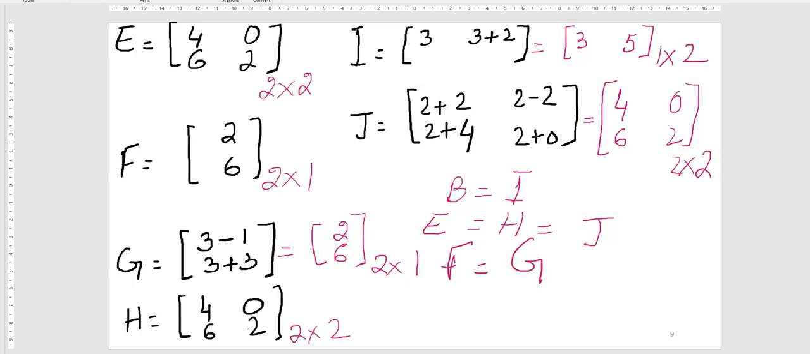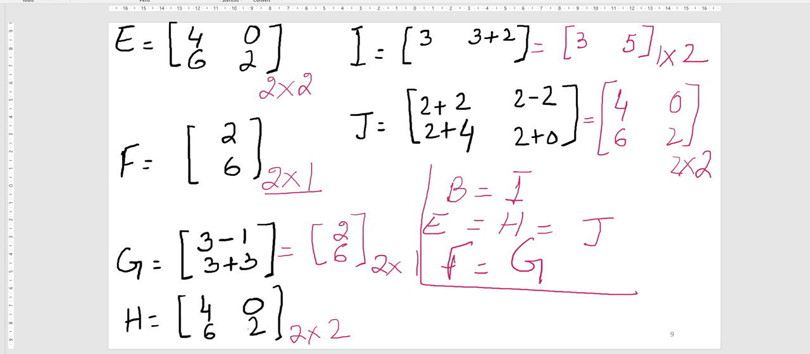So see, this is F, 2, 6, and 2 by 1. First you have to see the order. Order is 2 by 1, G is 2 by 1, 2, 6, 2, 6. So F is equal to G. Right? A is equal to C, B is equal to I, E is equal to H is equal to J, and F is equal to G.